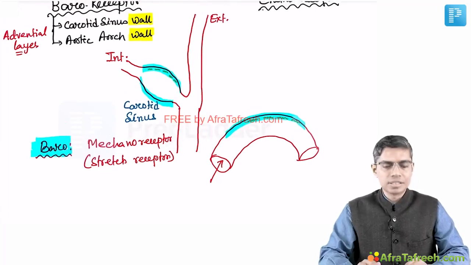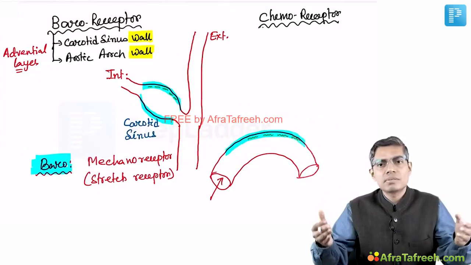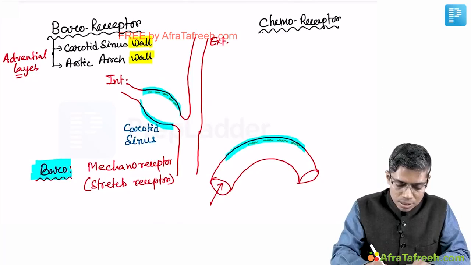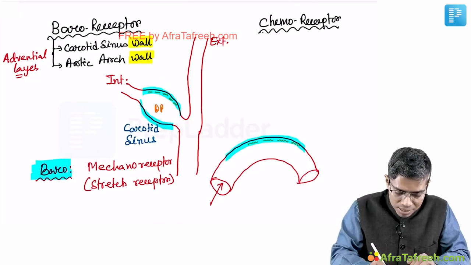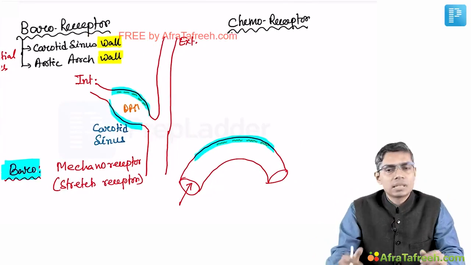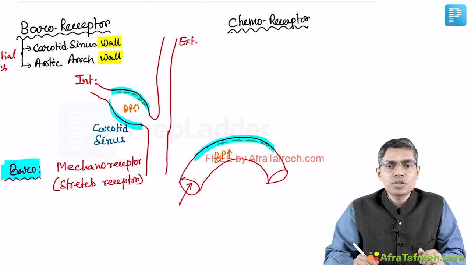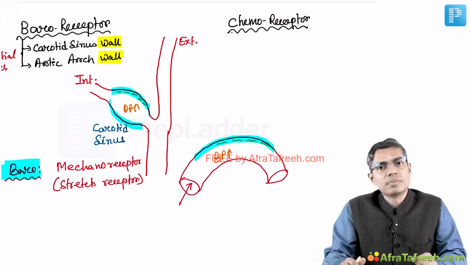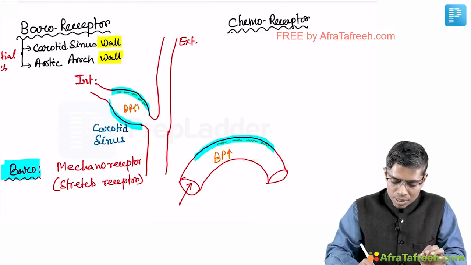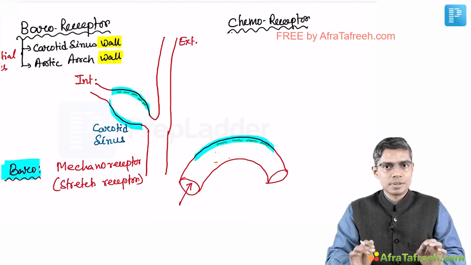So due to any condition, if the vessel wall is getting stretched, when is the vessel wall going to be stretched? If the blood pressure is high. Suppose the blood pressure inside this carotid sinus is very, very high. It is going to cause stretching of this sinus wall and the baroreceptor will be activated. Similarly, if the blood pressure is high inside this arch of aorta, again the baroreceptor will be activated because of the stretching of the vessel wall. That is the meaning of stretch receptor, that is the meaning of mechanoreceptor.